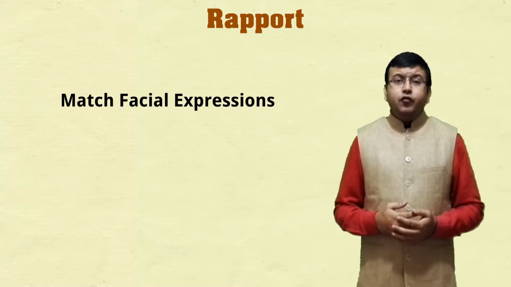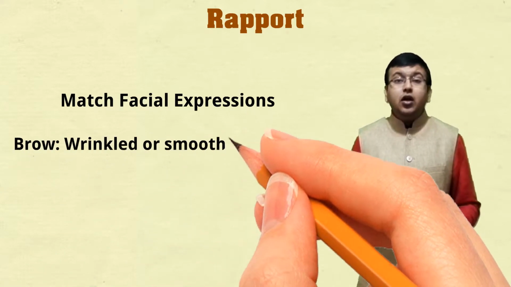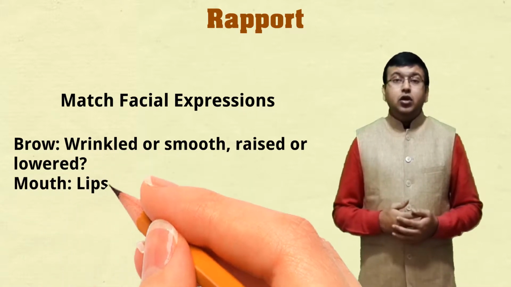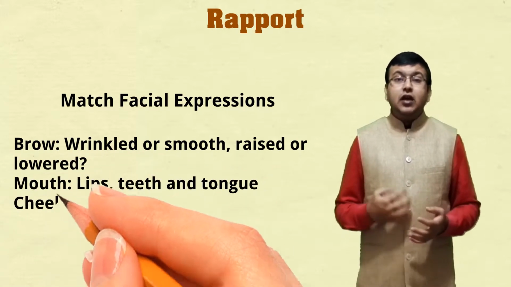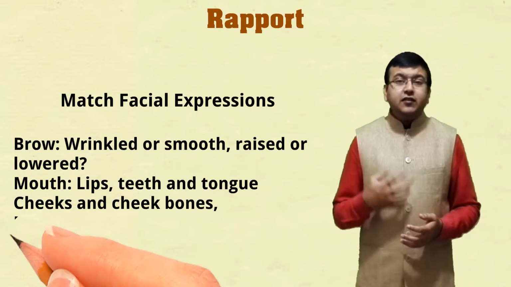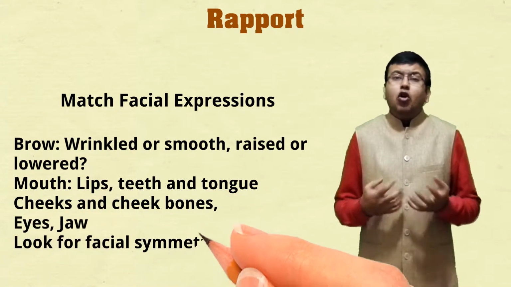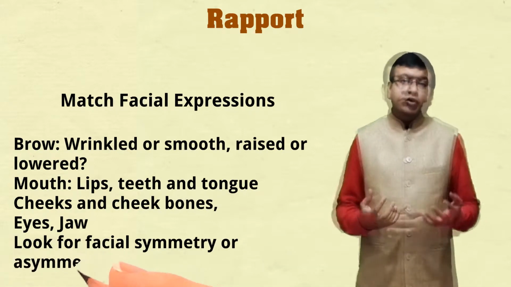So check for their brow. Is it wrinkled or smooth? Raised or lower? The mouth, including lips, teeth and tongue. The cheeks and the cheekbones. The eyes, jaws, and also look for facial symmetry or asymmetry.